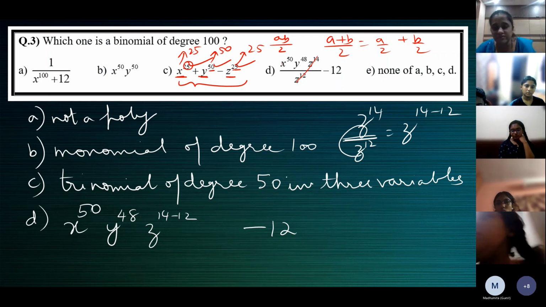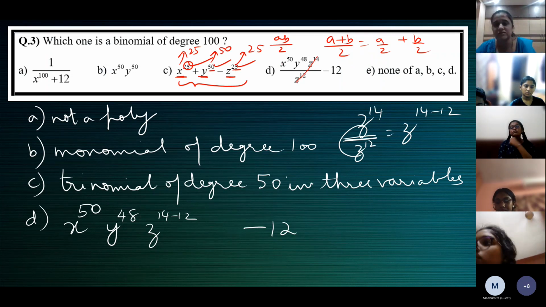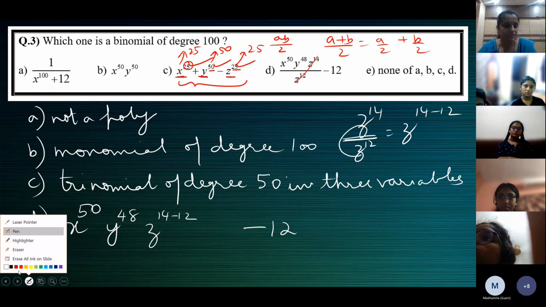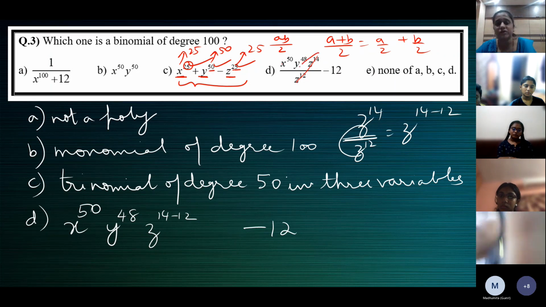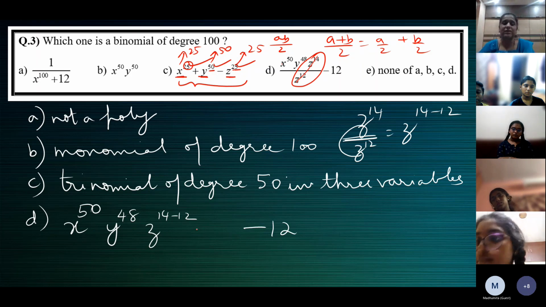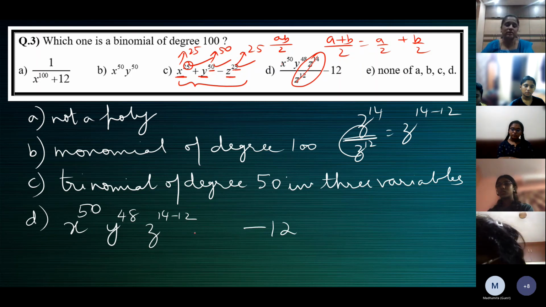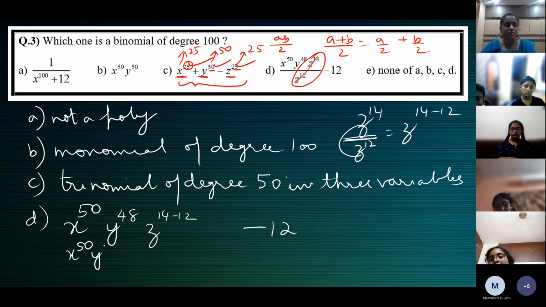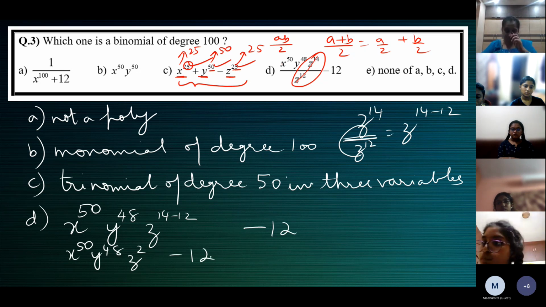So the z, we are simplifying this one. The bases are the same, and it's division, so we subtract the powers, 14 minus 12. Next, x to the power 50, y to the power 48, z to the power 2, minus 12.